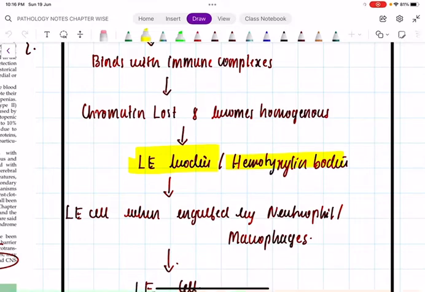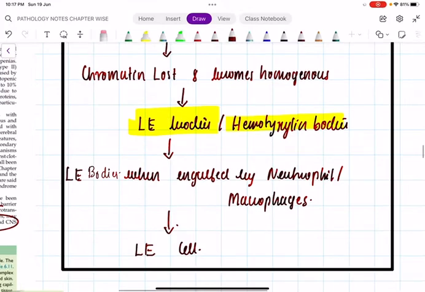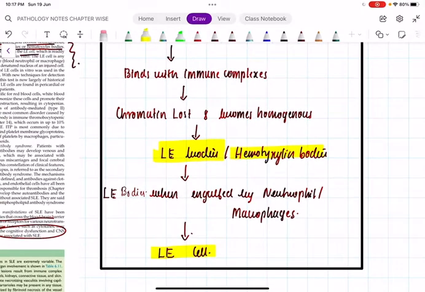I have written LE cell wrong here. It is not LE cell, it is LE bodies. When these LE bodies are engulfed by the neutrophils and macrophages present in the blood, we call that neutrophil or macrophage an LE cell. So what is an LE cell? It is nothing else but a macrophage which has engulfed the LE bodies.